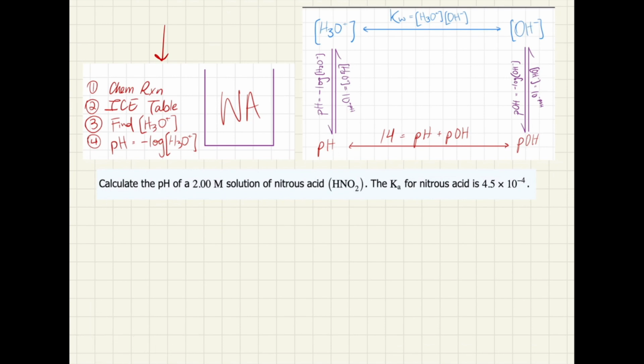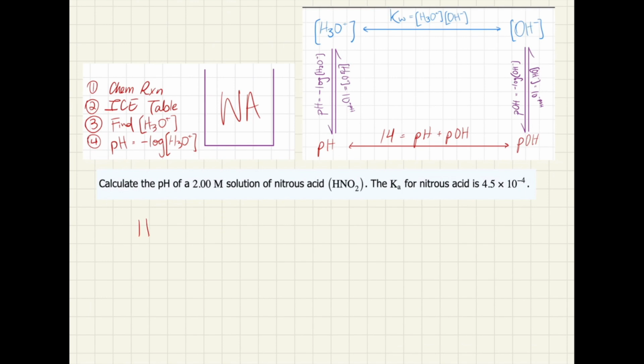Now, the point of any acid pH problem is to figure out the H3O plus or the hydronium concentration. Unfortunately for us, a weak acid involves an ICE table to get there. So you can't just pop straight to H3O plus concentration like you can do with a strong acid. So I like to remind my students, because this is where they usually get stuck at the very beginning, let's write out a chemical reaction.